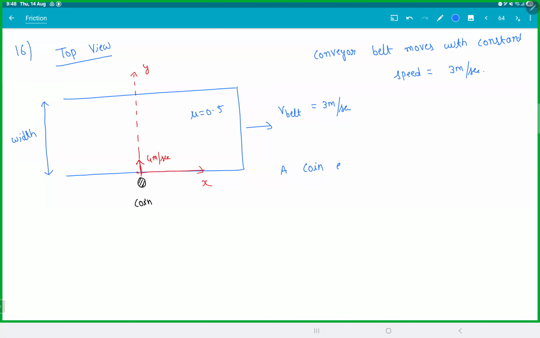So a coin enters perpendicular to the velocity of the belt with 4 meters per second. So this is entering with respect to the ground. Meaning in the ground frame, it feels like it is going straight. Are you getting how it is?